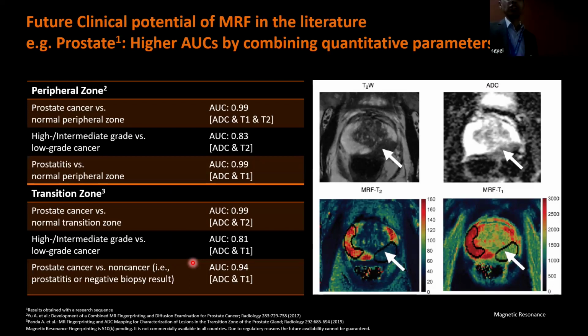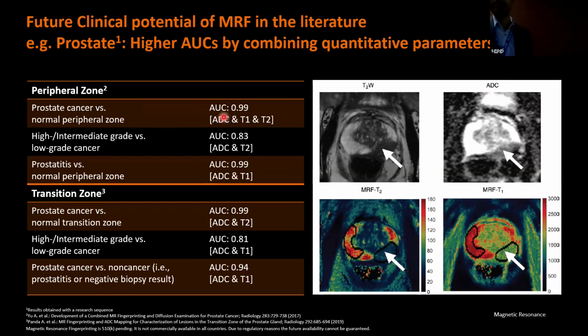One such publication talks about the use of fingerprinting in prostate. Dr. Chatterjee talked about the combination of T2 and ADC value in the model that they have generated. And similarly here, in this particular case study, the peripheral zone and transitional zone were assessed using fingerprinting along with the ADC values. And for prostate cancer, you can see AUC values were found.